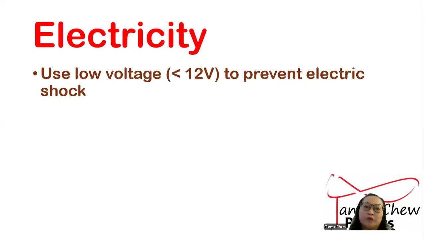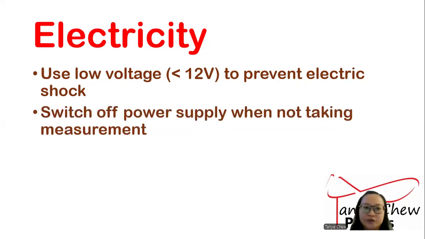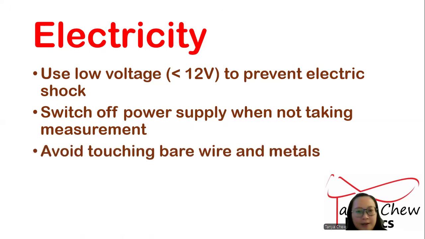First one, when you're dealing with electricity, you want to focus on using a low voltage AC or DC supply, up to a maximum of 12 volts, to prevent electric shock when you touch any of the electrical circuit. Switch off the power supply when you're not taking any measurement to avoid overheating of the circuit. And avoid touching bare wires and metals when electricity flows in them.